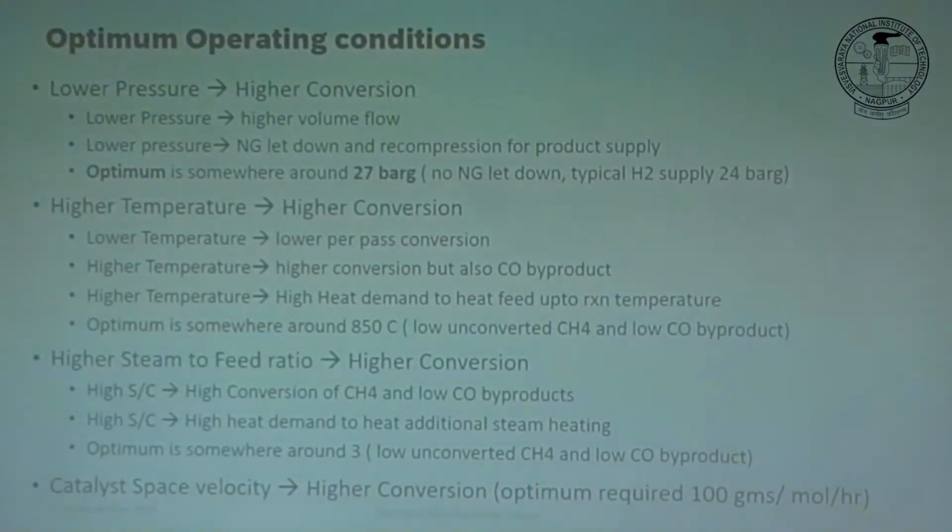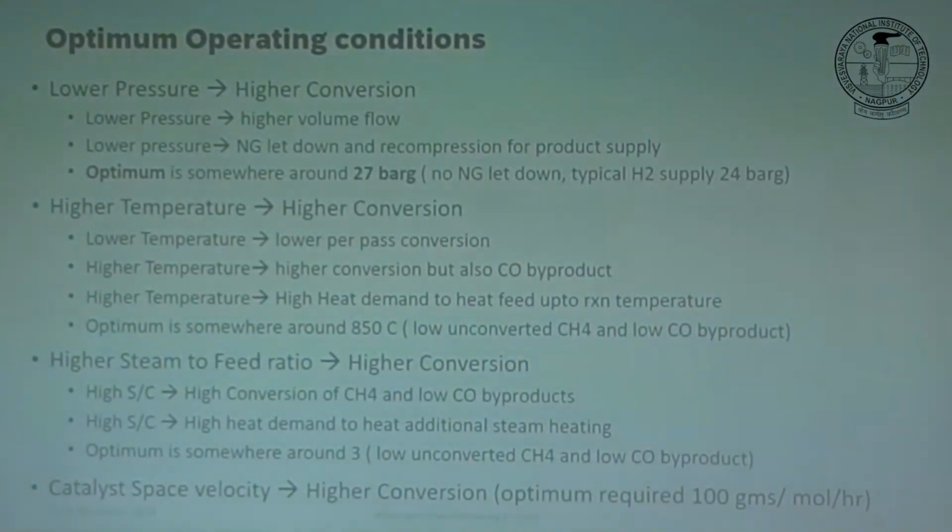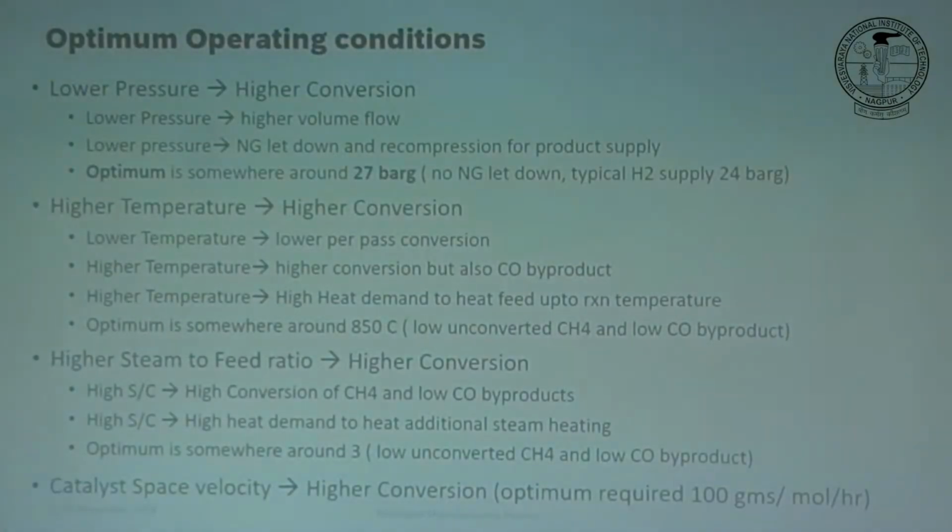Then let's talk about the temperature. We saw from the plot, the higher the temperature, the higher the conversion. Right? So definitely you will select a higher temperature because you want to have higher per pass conversion. But where is the limit? The higher the temperature, we'll see in coming slides, it's an endothermic reaction. That means you have to supply heat for the reaction, but also to heat up the feed from normal temperature up to your operating temperature. Right?